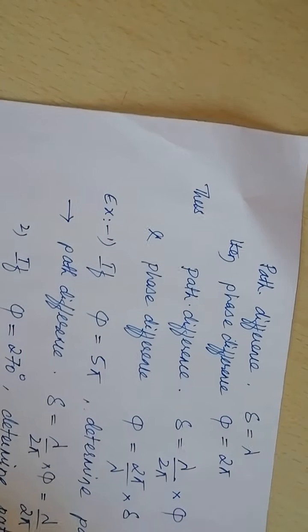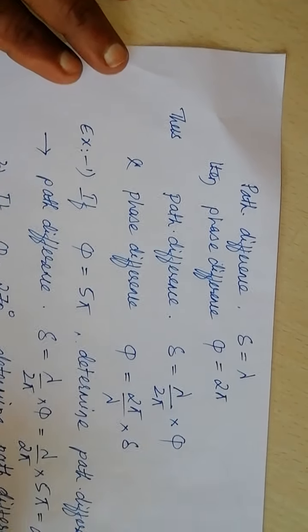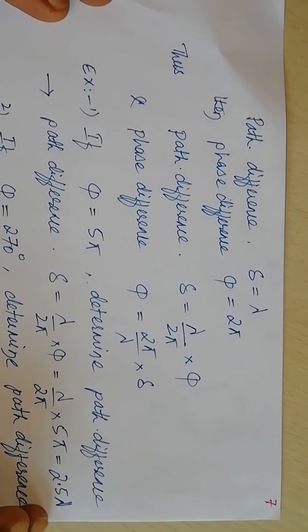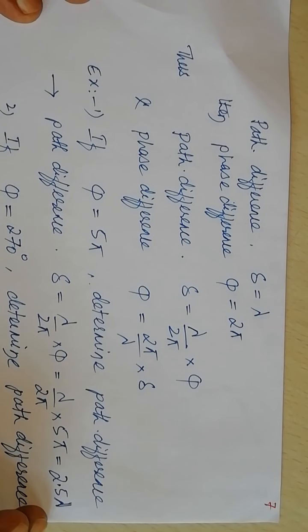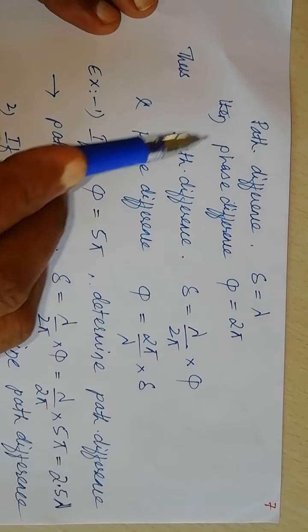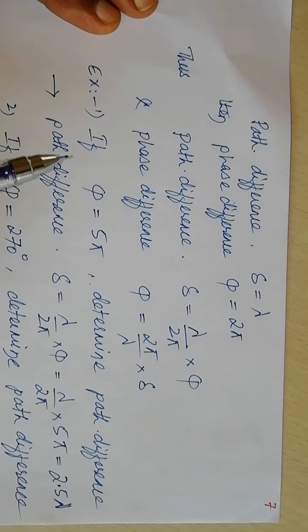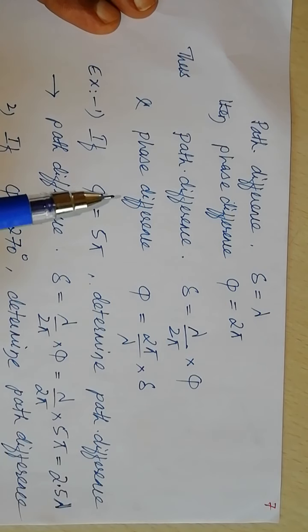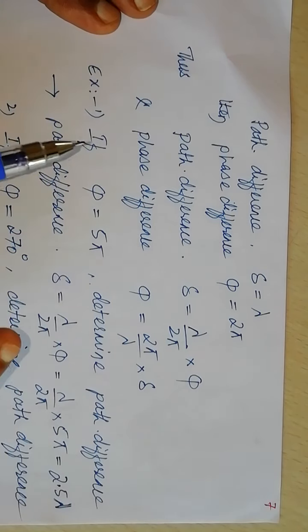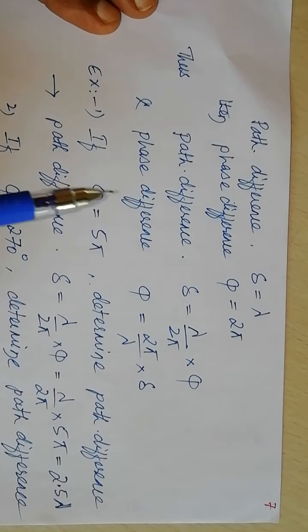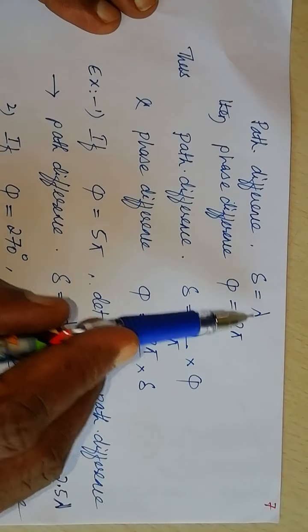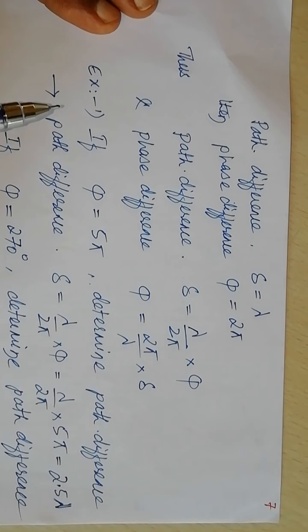Further, consider the waves coming from both S1 and S2 at some point other than the center of the screen. Definitely there will be a path difference. That path difference cannot be in a centimeter or a meter, so it is of the order of the wavelength of light.